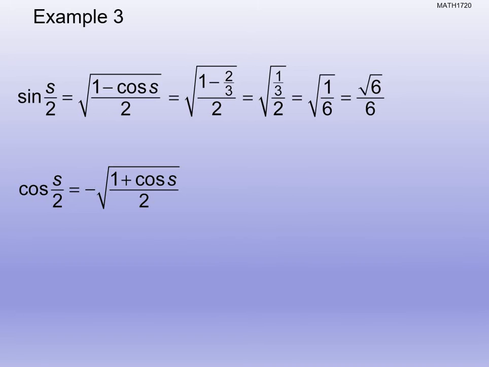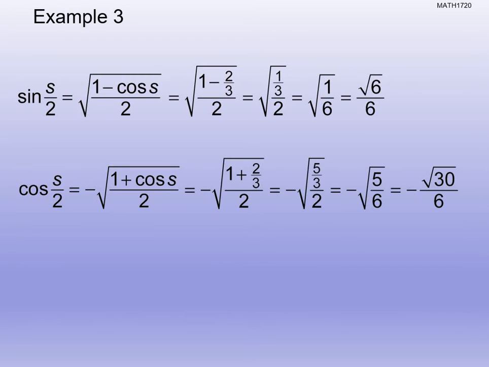Now, cosine of s over 2, we're going to get minus the square root of 1 plus cosine of s over 2. That's just your trig identity. We're going to substitute in, because we know what cosine of s is. It's still 2/3. And notice, you just need to be able to work through the algebra piece here.